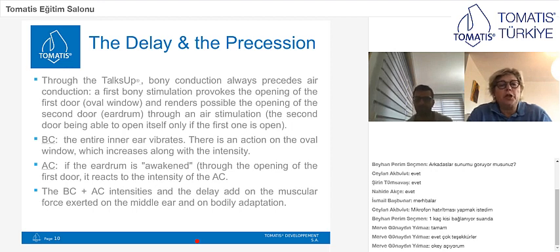So with the bone conduction, the entire inner ear vibrates. There is an action on the oval window which increases along with the intensity.